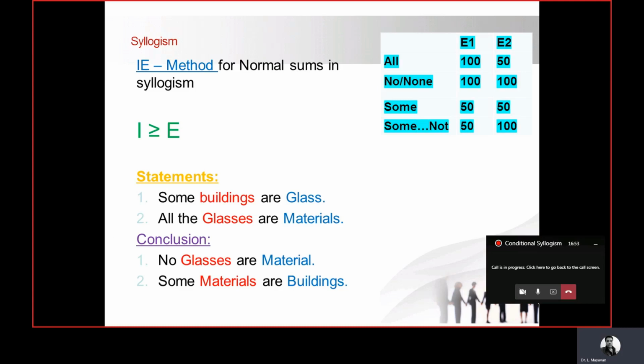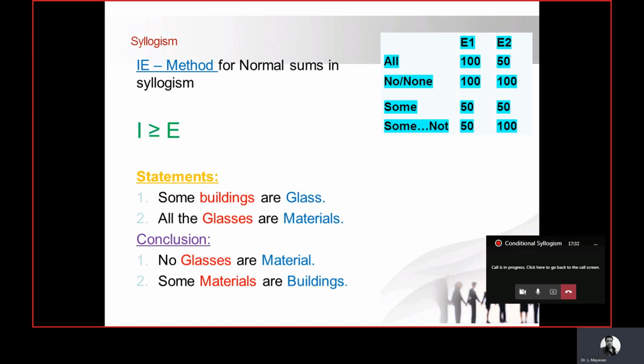Let us consider, what is the value given in the statement for glass? For all, it is 100. Here in the conclusion also 100 for no. So it is equal. That's okay. But what is the value for material in the statement? All is 50. Whereas in the no or none, it is 100. So it is greater than the statement's value, so conclusion 1 does not follow. Have you got it?